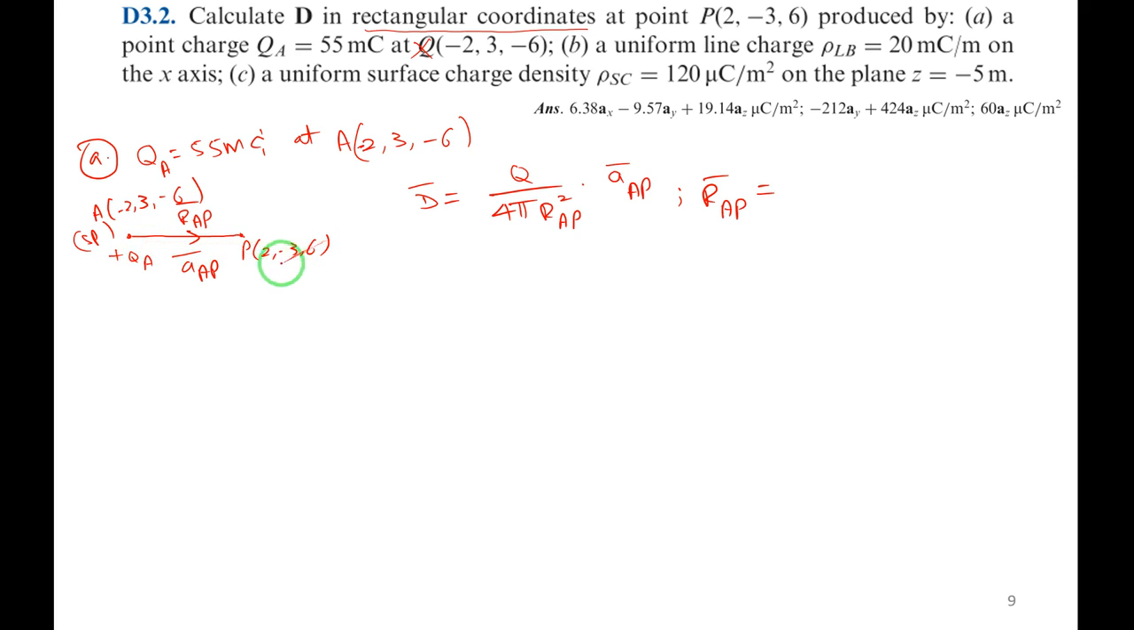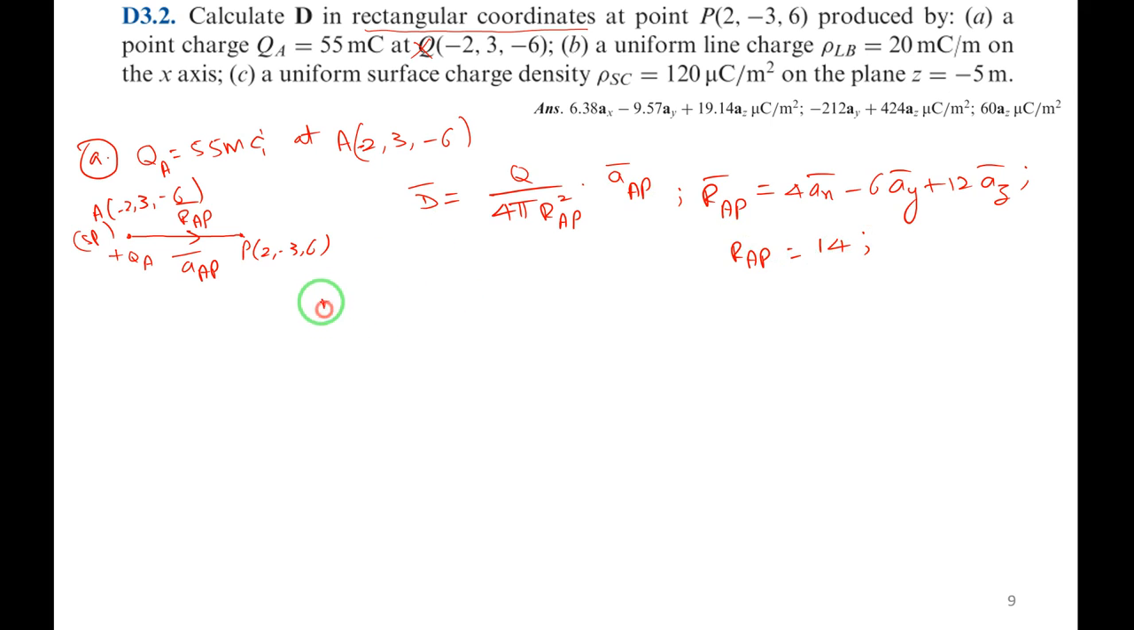So A to P: 2 minus of minus 2 plus 2, that is 4 ax. Then minus 3 minus 3, that is minus 6 ay. Then 6 minus of minus 6 plus 6, that is 12 az. So calculate the magnitude of RAP. It is the square root of 4 square is 16, plus 6 square is 36, plus 12 square is 144. So we get RAP as 14.